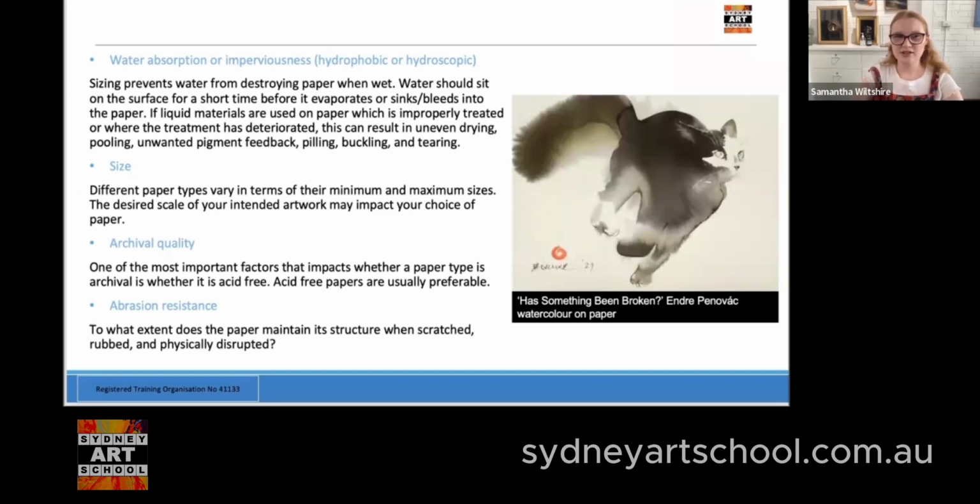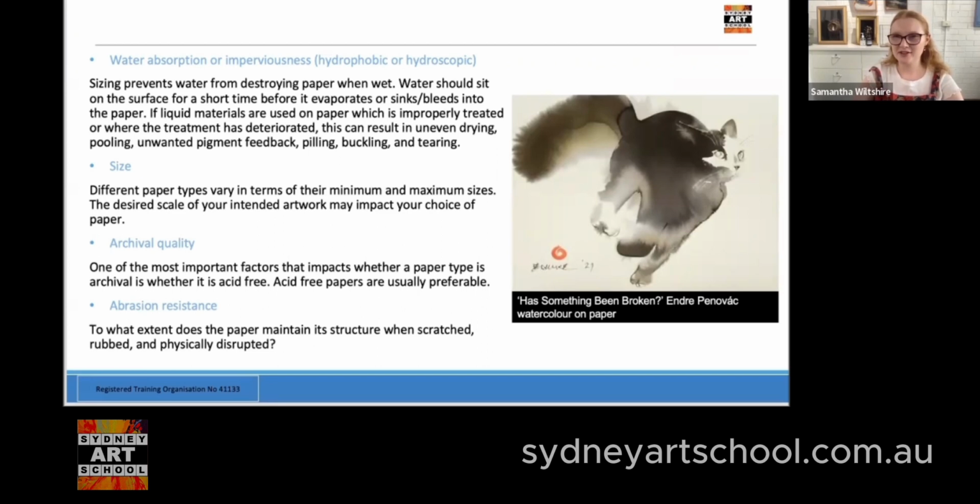The paper type which is most archival should be acid-free. So acid-free papers, they're the preferable choice. If something's acid-free, it means that it has a neutral pH. That's what we're aiming for when we're choosing a paper. And most paper on its actual branding will let you know whether it's acid-free or not. Or if you pop onto the manufacturer's website, usually they'll make it clear whether their paper is acid-free.